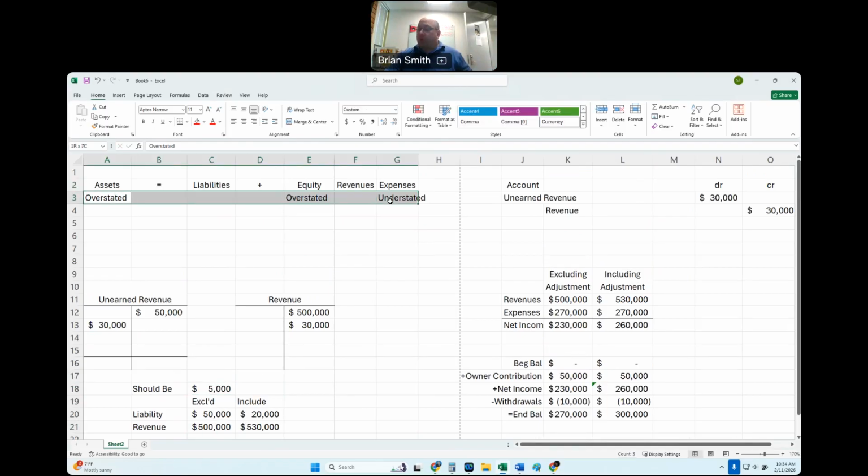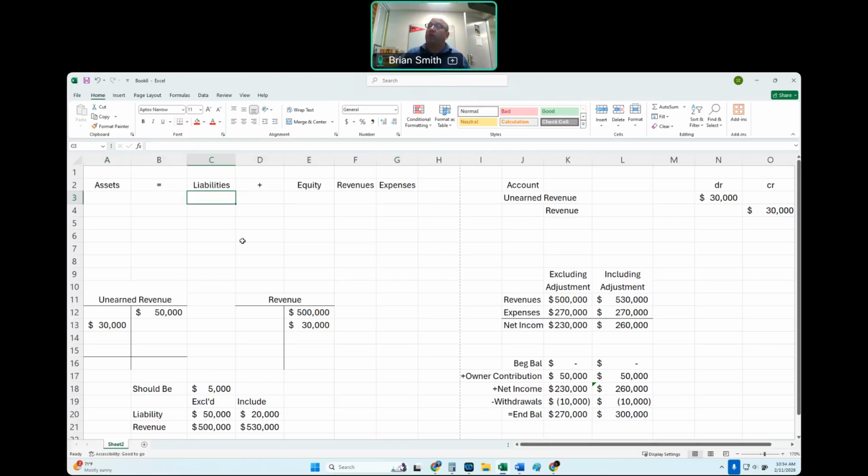Oh, let me clear these out from last time. And then, so we're going to have liabilities, I said, are overstated. Revenues are understated. And now, as we roll the change through, because of the revenue change, if it's excluded, we're saying we have net income of 230,000, which gets rolled into this ending balance of equity of 270,000, but it should be 300,000. So equity is understated.